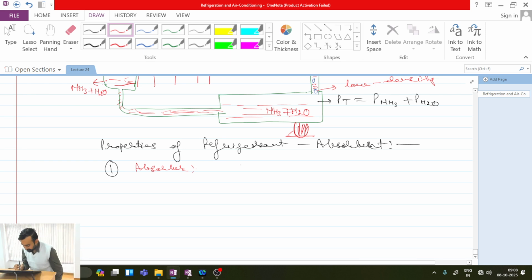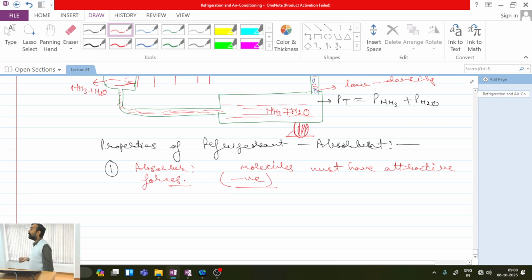Okay, so the molecules must have attractive forces. For having attractive forces, it means it should have negative deviation from Raoult's law. When molecules attract each other, volume decreases, which is a negative deviation from Raoult's law.